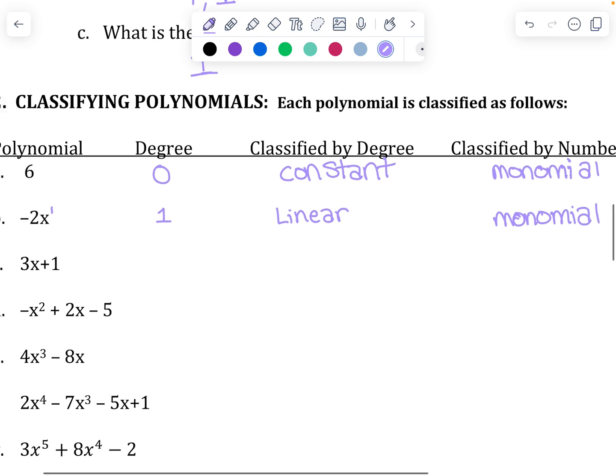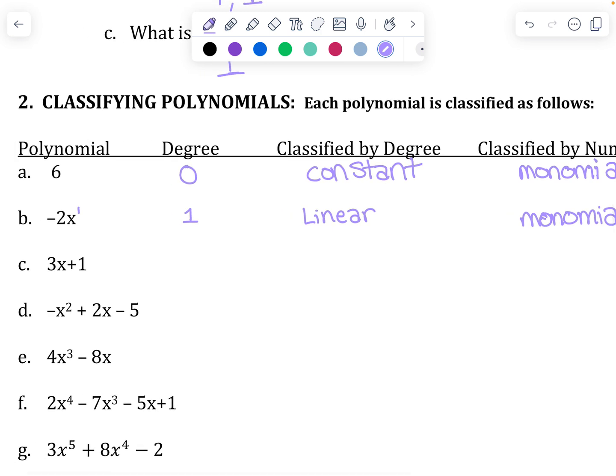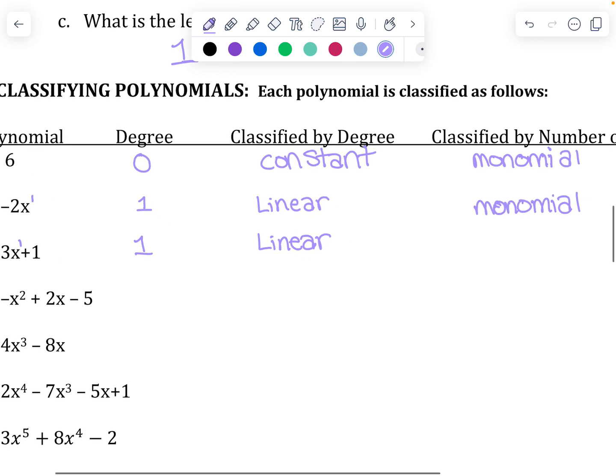All right, in letter C, I do see an x. If I don't see the exponent, the degree is 1. Again, this is linear because that is the only exponent I see and the highest one at that. But now I do see a plus sign. So I have to look, how many terms are there in front and behind the plus sign? Well, I see 1 term in front, 1 term behind, which means that this is a binomial.